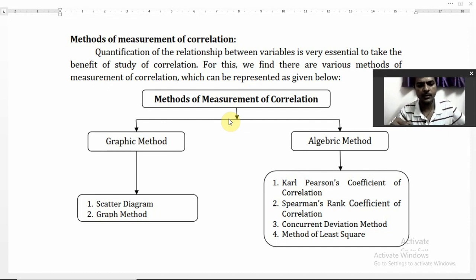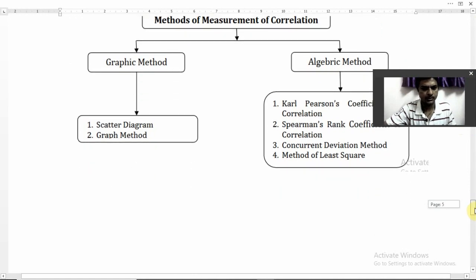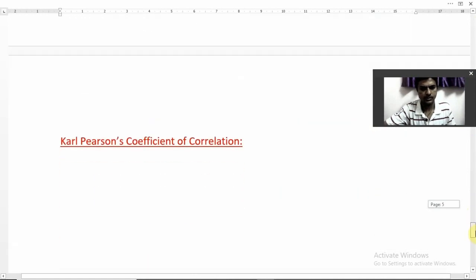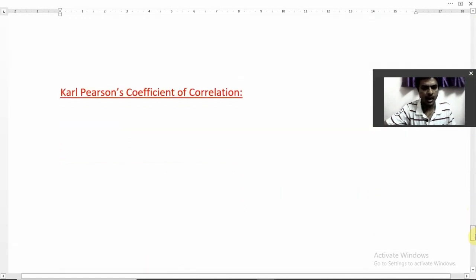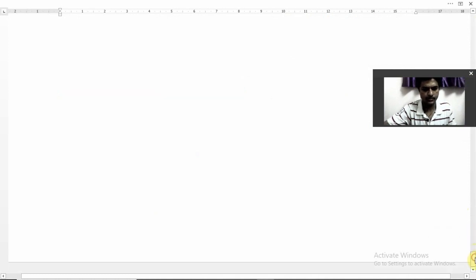The next one we have is Spearman's rank coefficient of correlation. Then we have the concurrent deviation method and the method of least squares. So these are all algebraic methods of correlation, yes, friends. So these are the methods. Next, we'll see the Karl Pearson coefficient of correlation.